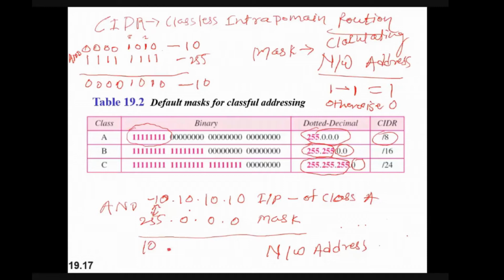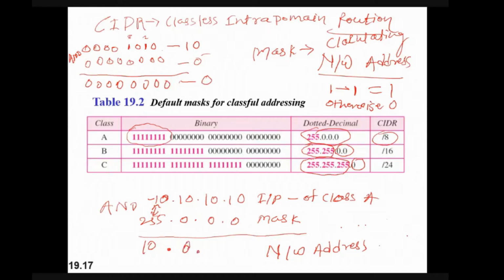Next, AND this 10 with 0. So let us write this now as 0. ANDing with 0 is very simple. 0, 0, 0, 0, 0, 0, 0, 0. So this is 0, and with 0, 10 and with 0. This will be 0, 0, 0, 0, 0, 0, 0, 1, 0, 1, 0, 0, 0, 0, 0. So the result is 0.